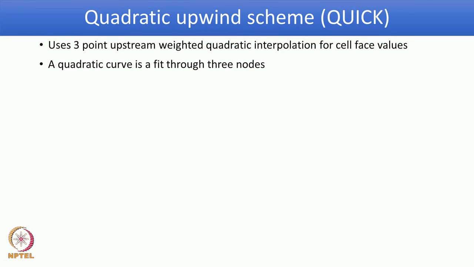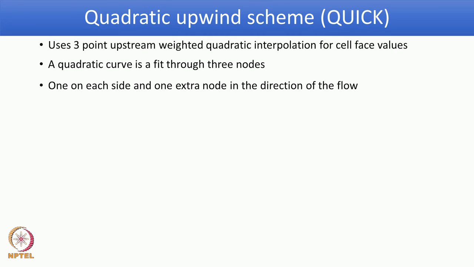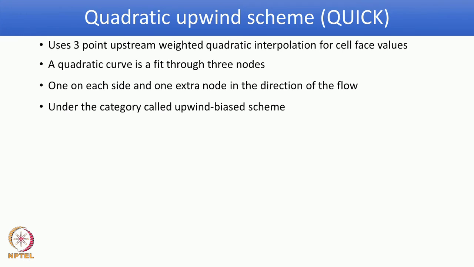A quadratic curve is fit through 3 nodes. How these 3 nodes are chosen is important: one on each side of the face of interest. For example, in the case of the west face, for the flow going from left to right, one on each side is node P and node W, and one more node in the direction of the flow. So, if the flow is from left to right, west of west, that is WW, is the additional node. Okay. We will explain this again.